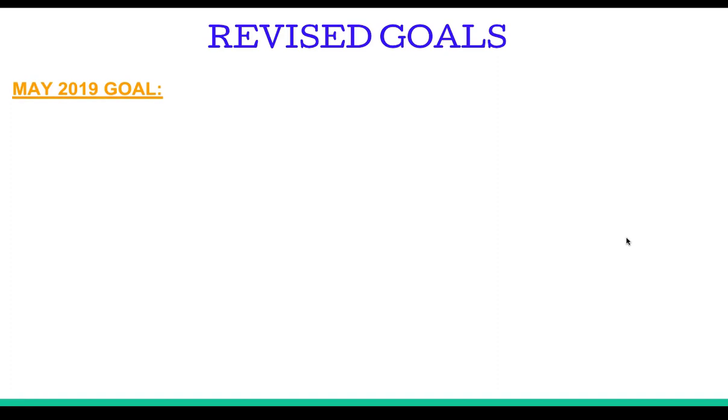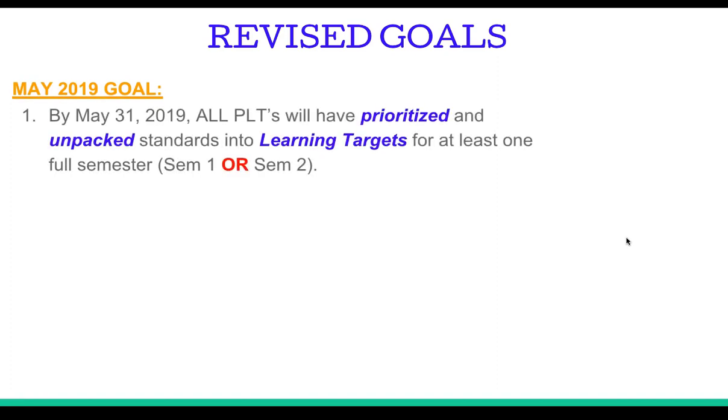So here are our revised goals, and I call these revised because there's a slight change that we made to the May goal. We said by May 31st, or the end of the school year, we want all PLTs to have prioritized and unpacked standards into learning targets for at least one full semester. So right now that's semester 1 or semester 2. Originally it read semester 2, but we want to provide some flexibility for PLTs, as they said they felt it was more beneficial for them to start with semester 1 units to begin doing that priority standards work because they had just completed it.